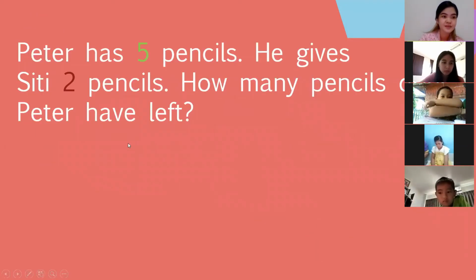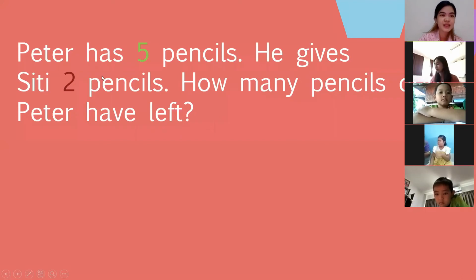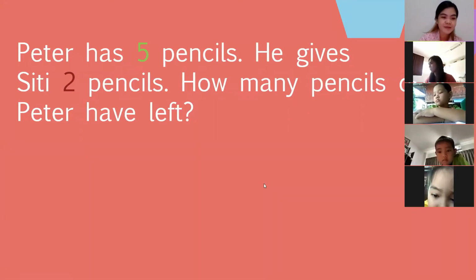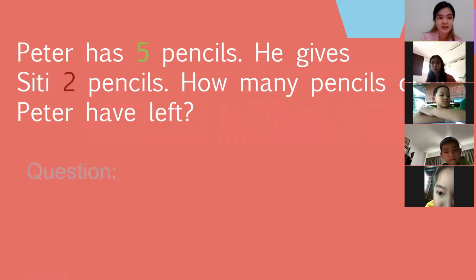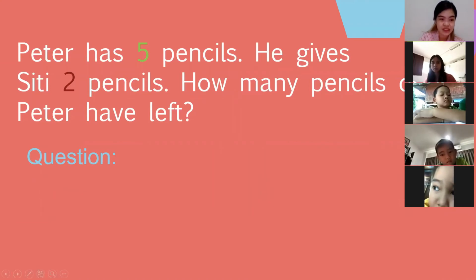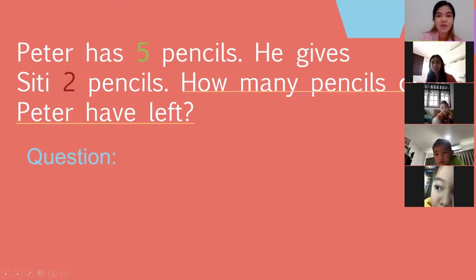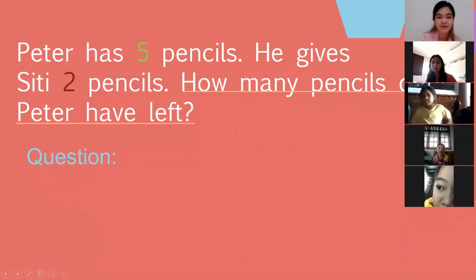Okay, so let's start. I have here a word problem. So Peter has five pencils. He gives City 2 pencils. How many does Peter have left? So we need to understand the question. So what is the question? How many pencils does Peter have left? So what is the question? The question is, how many pencils does Peter have left?